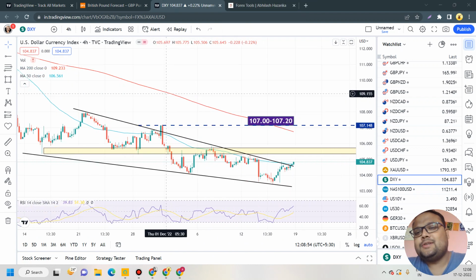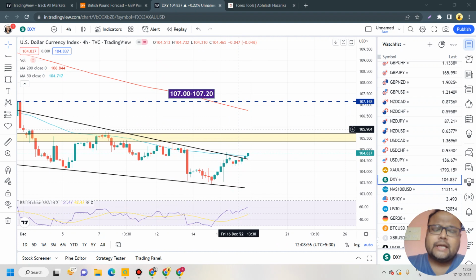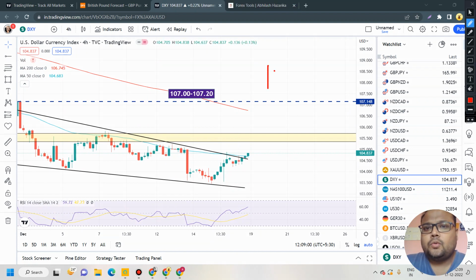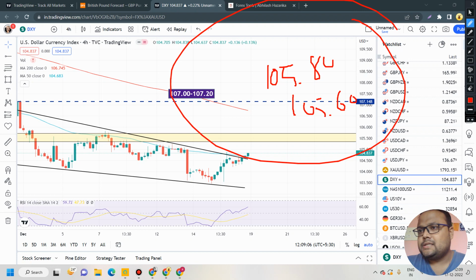as DXY was in a long dominance of the sellers. But still it is trying to recover. For DXY, I think 105.80 to 105.60 will be the next resistance.